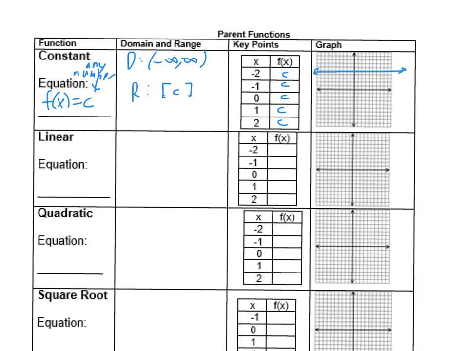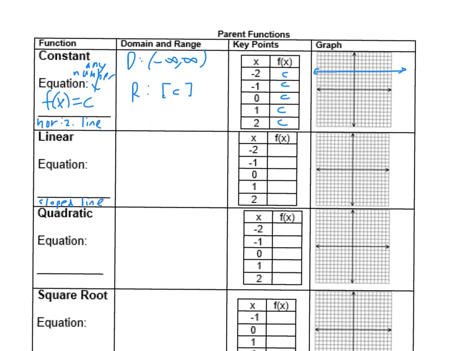All right, next up here is linear. Oh, and you know what? I'll put a little description here. Probably a good idea as well. So this one is a horizontal line. Okay, linear, I'm going to say, is a sloped line. It could be a positive slope or a negative slope.